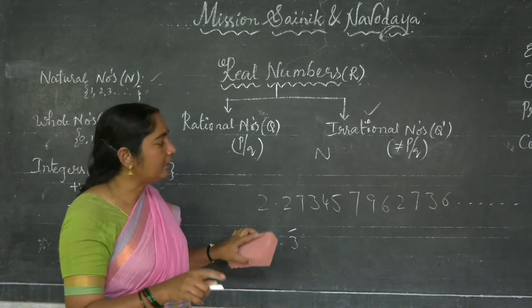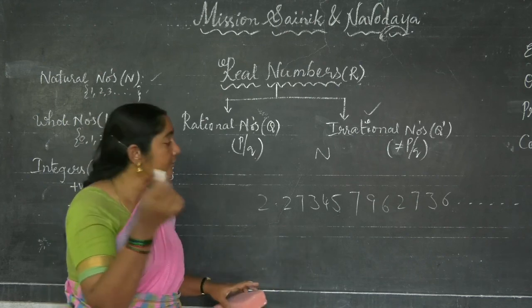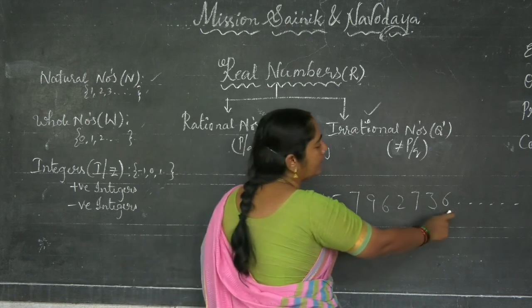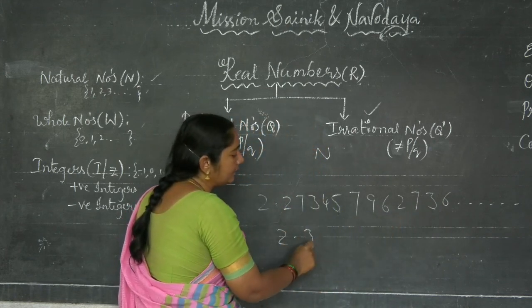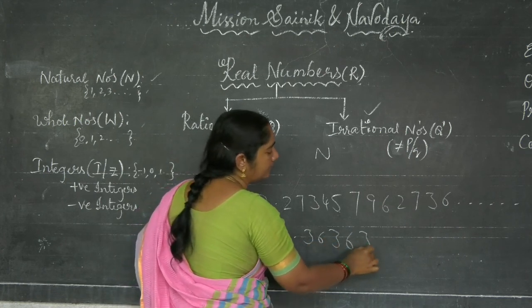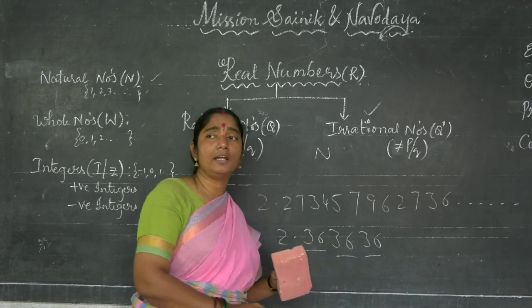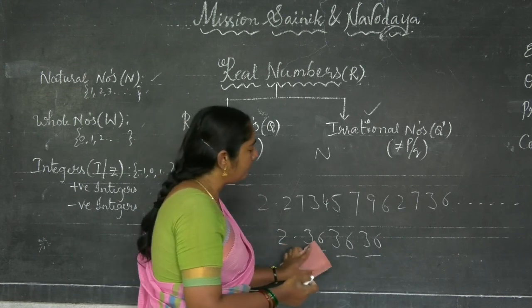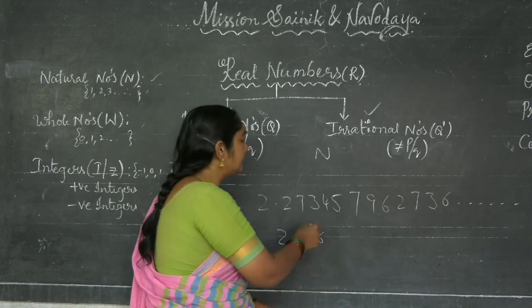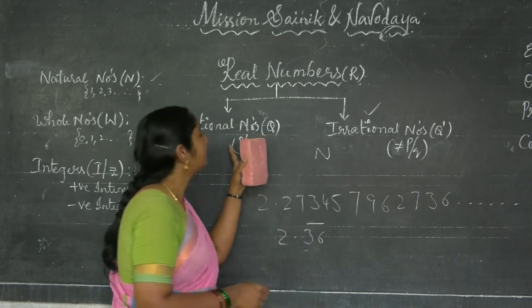If it is not terminating, not coming to an end, and it is not recurring, in this there is no regularity. Sometimes 2.3636, so 36 is recurring here. 2 digits will be recurring. In some numbers, 3 digits will be recurring. No problem. We can write this as 2.36 bar. It is recurring, so it also comes under rational number.